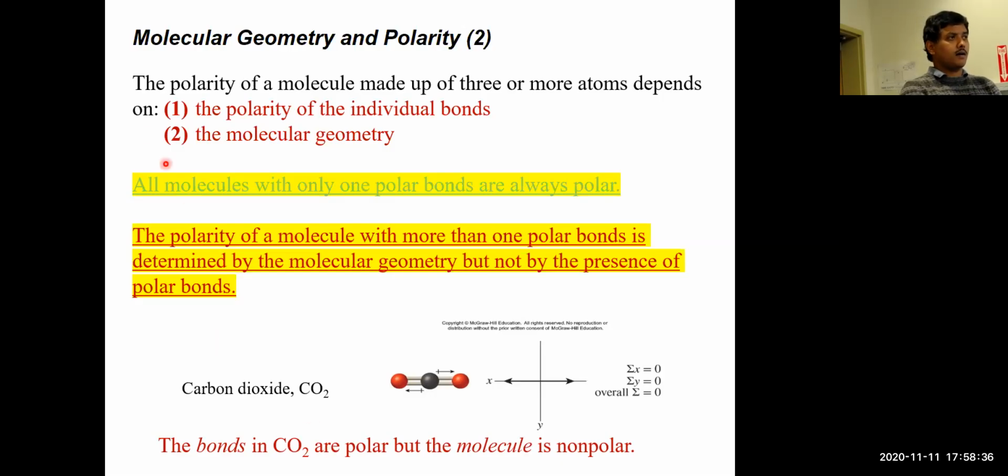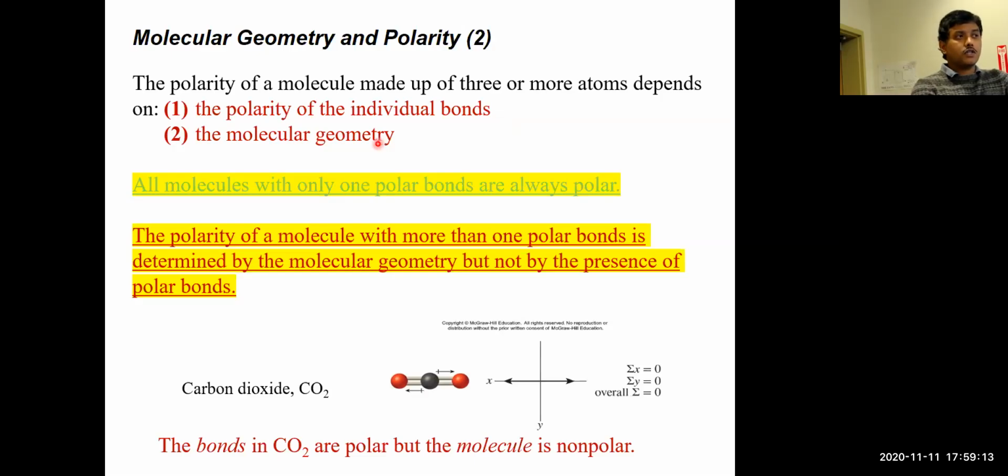So let's read from the top. The polarity of a molecule made up of 3 or more atoms depends on 2 things. Those 2 are very important to determine if a molecule is polar or not. The first condition has to qualify for you to even check the second condition. The first condition is the polarity of the individual bonds. If you're going to consider a molecule as polar, you need to have at least one polar bond. Then you will check condition 2.